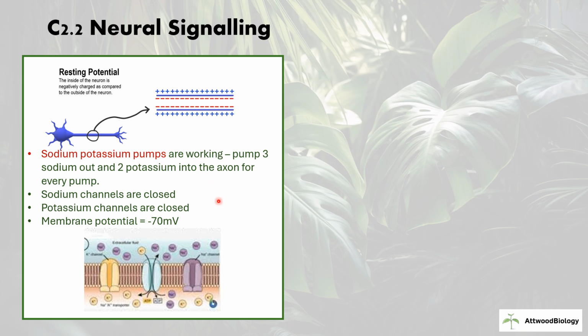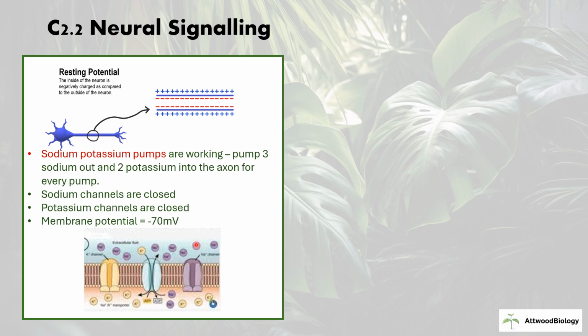Now, at rest, so when there are no nerve impulses traveling along the axon, this sodium-potassium pump will constantly be pumping out 3 sodium ions out of the axon for every 2 potassium ions that are pumped in. Now, that means that we're pumping out more positively charged sodium ions than we are the positively charged potassium ions going in. So therefore, we end up with this positive charge on the outside of the membrane and a negative charge on the inside because you've pumped more out than you have in.